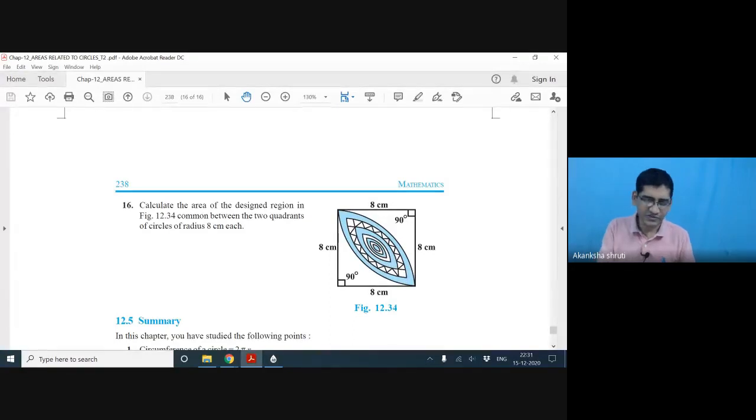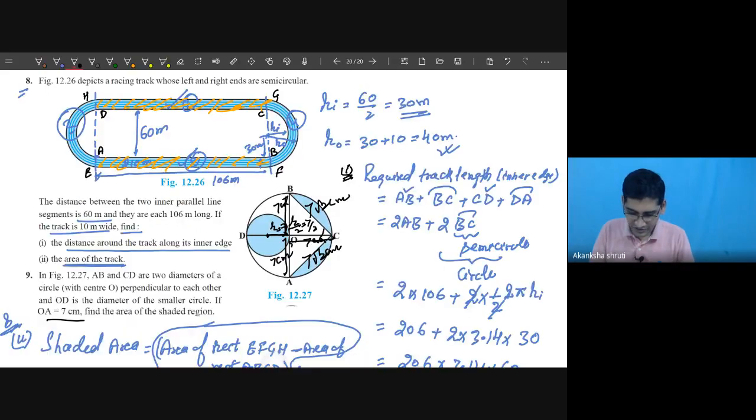Here you need to divide it into 2 parts. One along the diameter of the square, one along the diagonal of the square which is passing through this design. You will get the symmetrical one. That way, you can calculate it very easily. I hope you people shall do it.